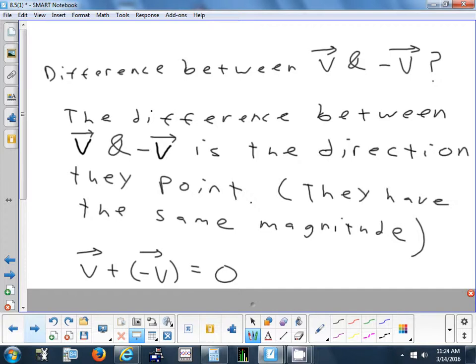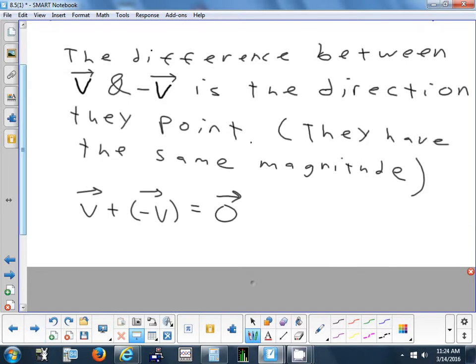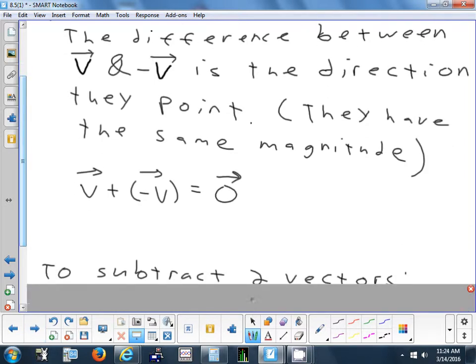Okay, what's wrong about that statement? I didn't intentionally write it wrong, I just noticed it is wrong. Shouldn't be 0. What should it be? Yeah, 0 vector. Okay, so you add two vectors that point in opposite directions. That's when you get the 0 vector.